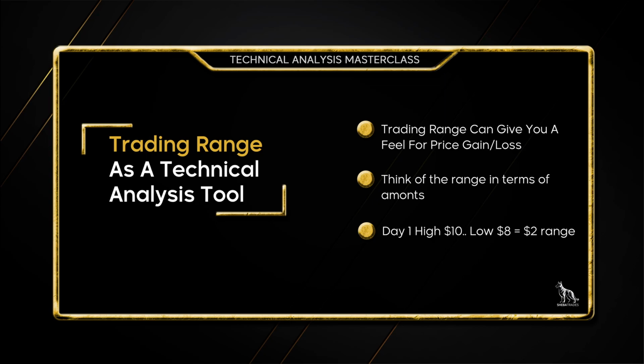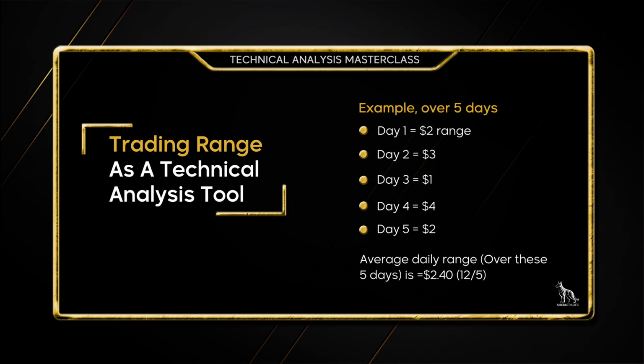So if we look at this example even closer, let's say over 5 days, you have these different price trading ranges. Now, these are not the actual prices. This is the range. Like the previous example showed, we had a $2 range. Maybe day 2 was $3, then $1, $4, and then $2. So over 5 days, you have this total range of $12. And you divide that by 5 days and you get your average daily trading range of $2.40, right? Simple math at that point.